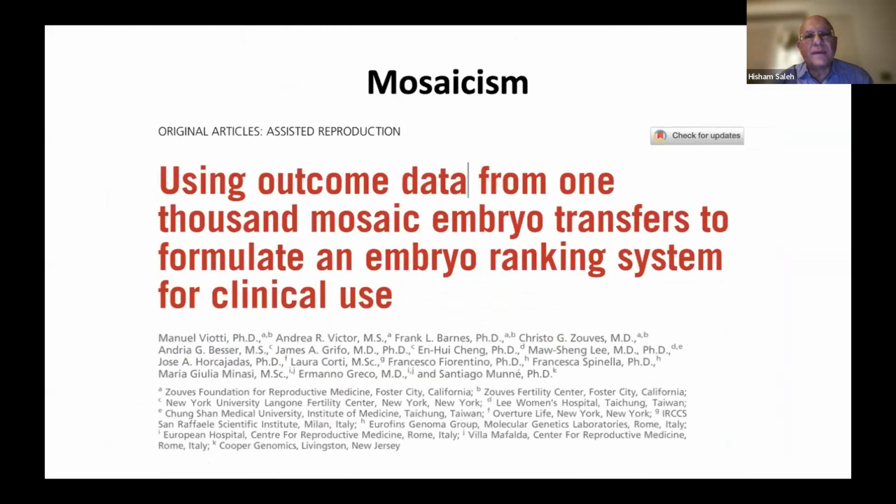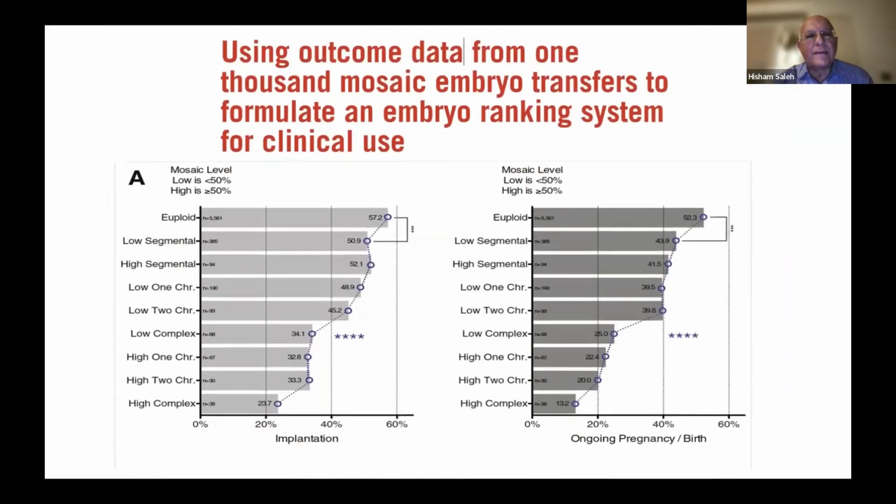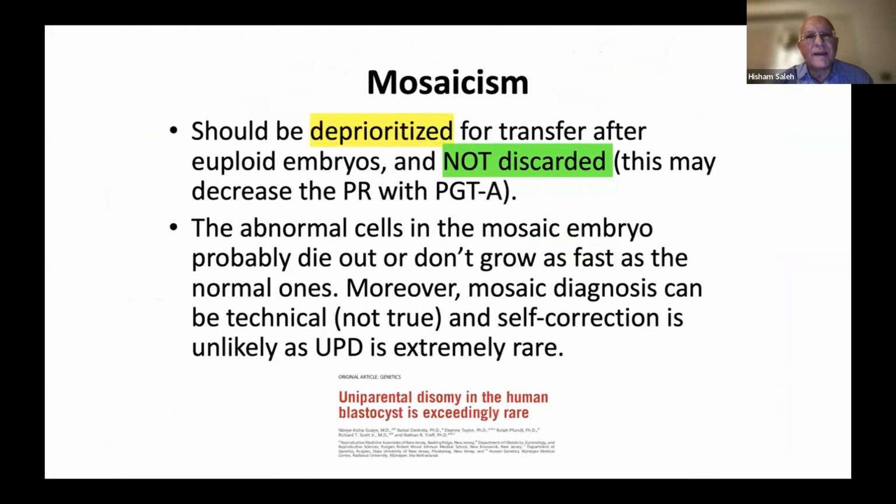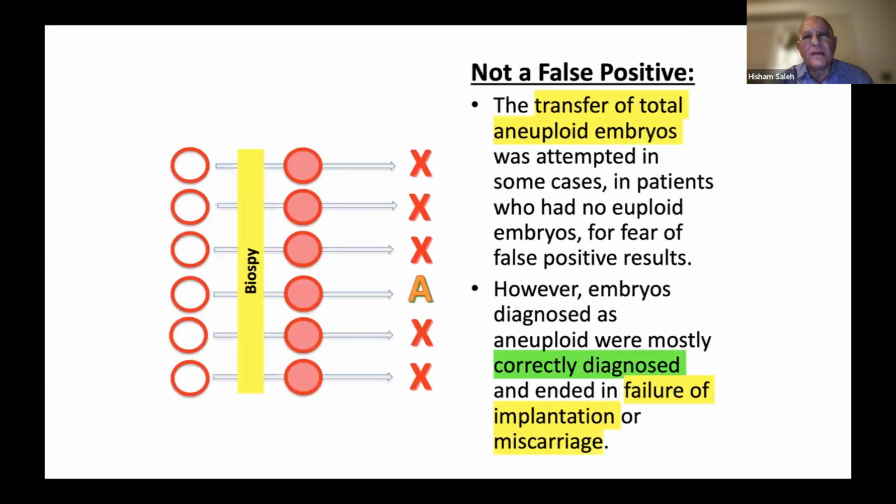Mosaicism may end in healthy live babies, and the publication of 1,000 mosaic transfers can make a ranking system for how to select mosaic embryos and how to rank them. So mosaic embryos should be deprioritized and should not be discarded.